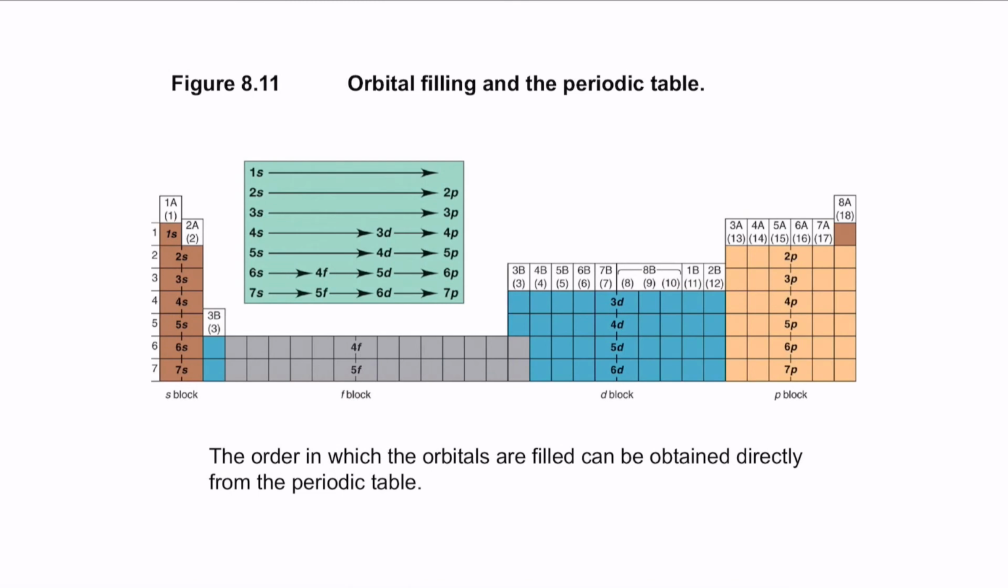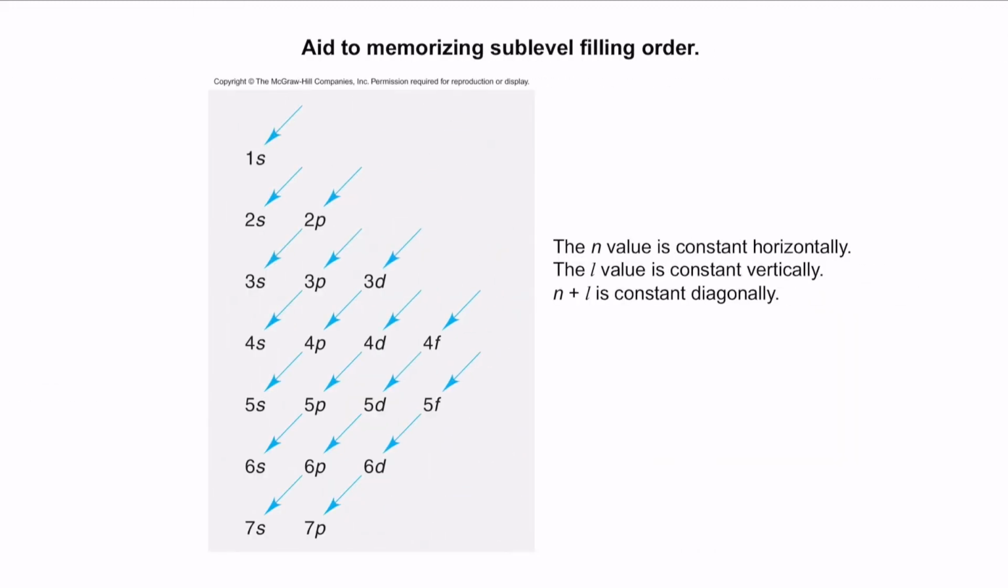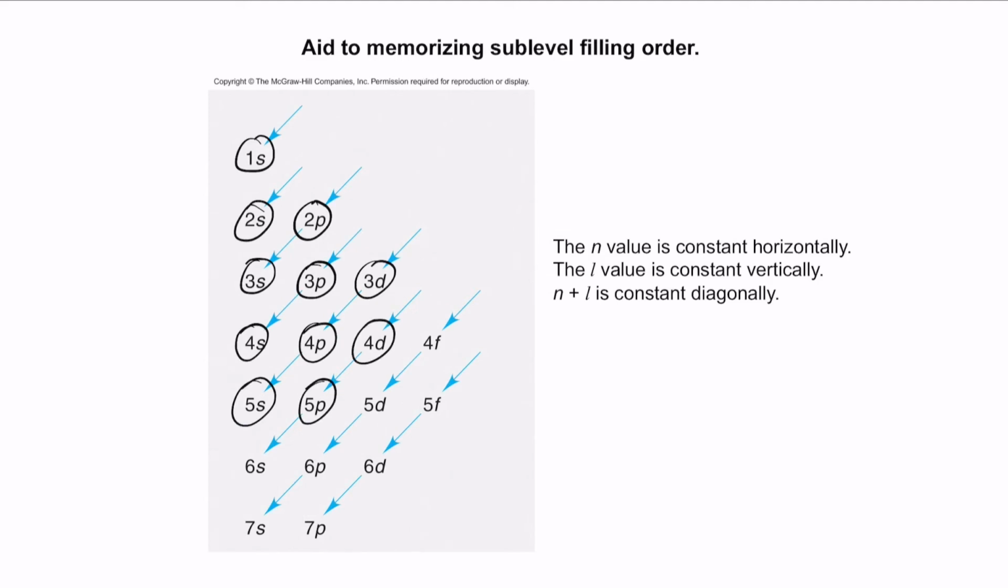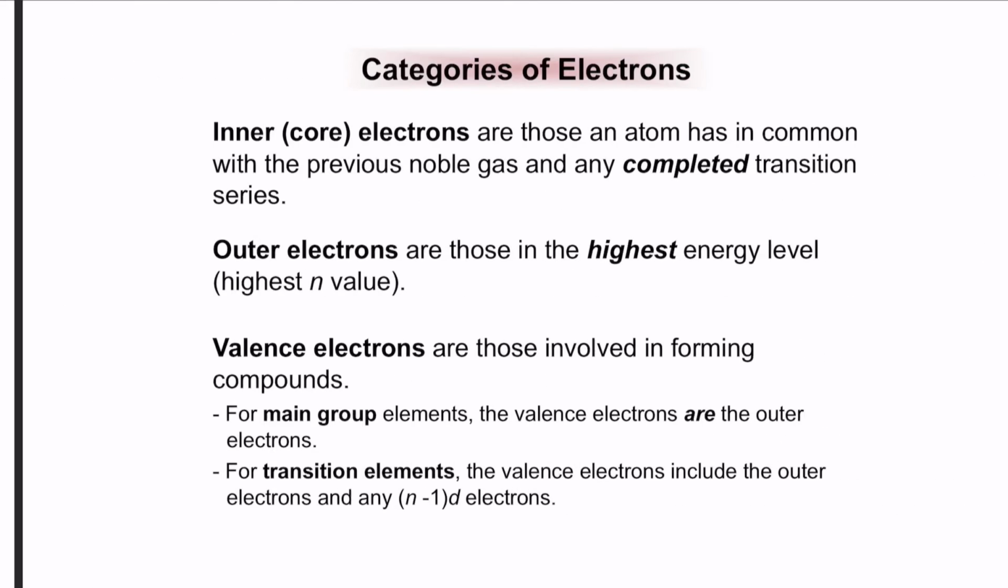You go from 1s towards 2p and then you come back, so between 4s you get 3d and you again go to 4p. Then once you go to 6s you get 4f, then you get 5d, then you get 6p. So this is the aid to memorize the sub-level filling order. You start with 1s, then 2s, next 2p and then 3s, next 3p, next 4s, next 3d and then 4p, 5s, next you have 4d, 5d, 5p, 6s, this way.